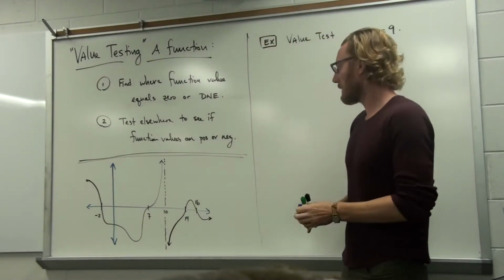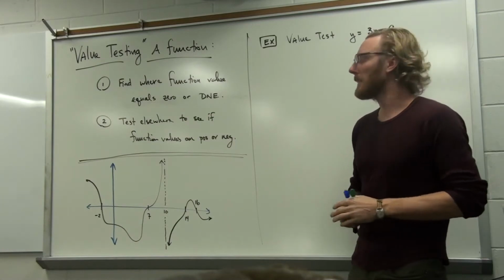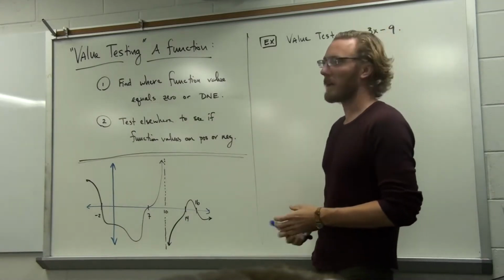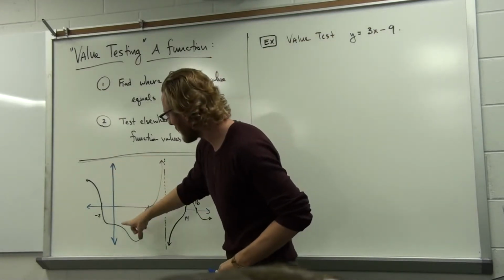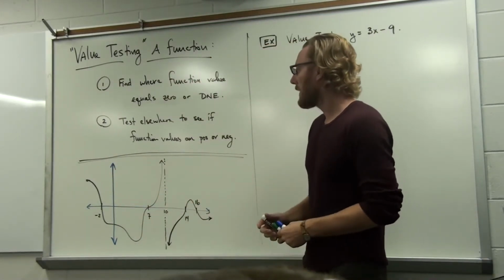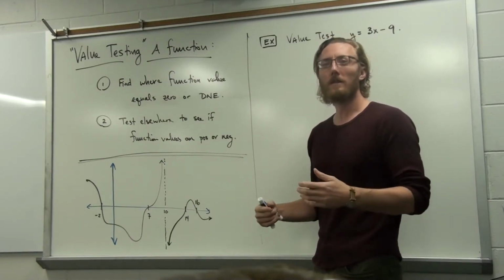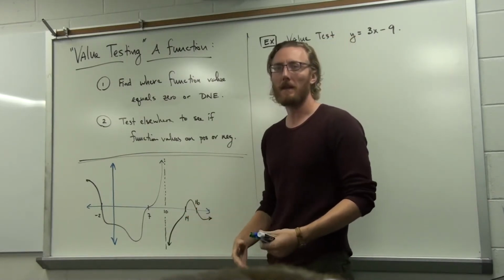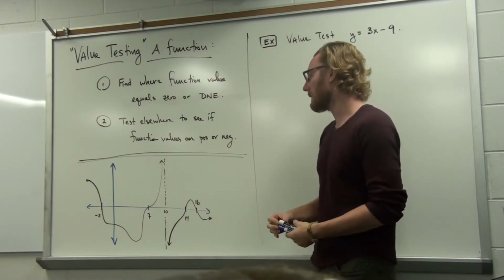So let's take a look at this function here that we've got graphed to get an idea for this thing that we're going to call value testing. When you look at this particular function as its values change, let's ask the question: when do the function values go from positive to negative? When does the function go from above the axis to below the axis?